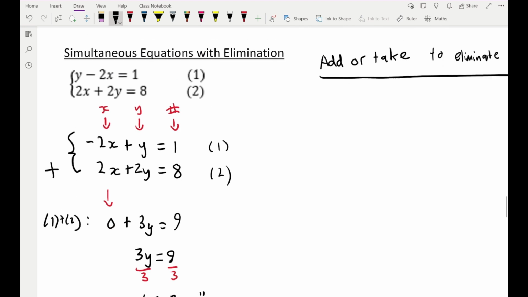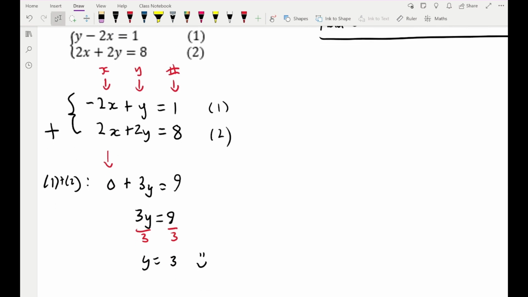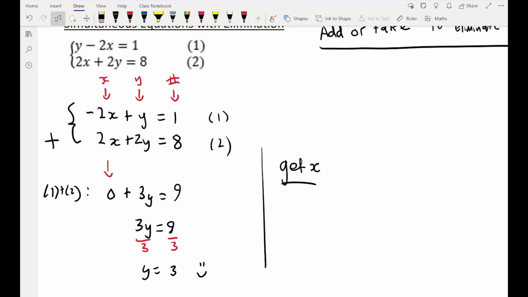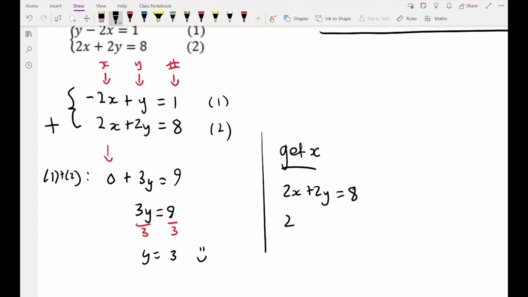Okay, so we haven't solved the equation yet. We still need x. So getting x, you just pick another equation and sub it in. So any one of these two equations. Let's go for 2x plus 2y equals 8, just to mix it up a bit. Doesn't really matter which one. So I'm going to get 2x plus 2 and y was 3, so times 3 equals 8. So that becomes 2x plus 6 equals 8.